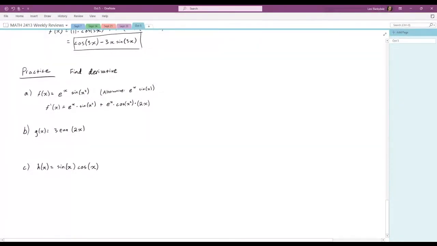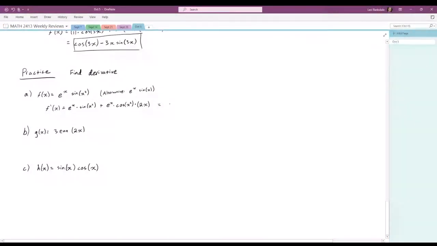Now, I suppose we could simplify this a bit just by factoring out an e to the x, and this would get us e to the x times sine of x squared plus 2x cosine of x squared.